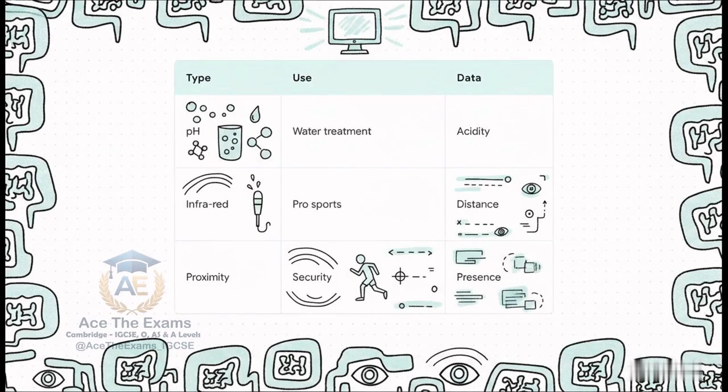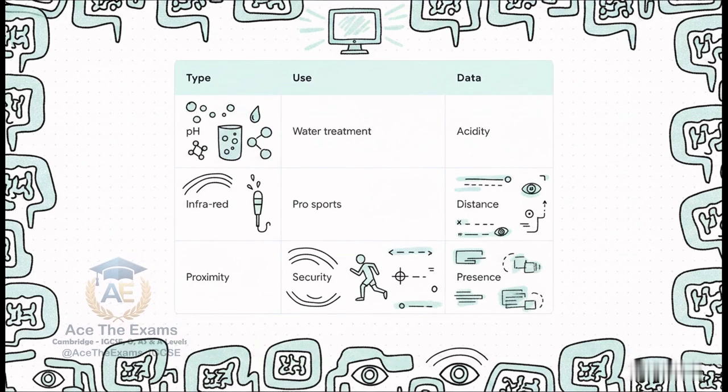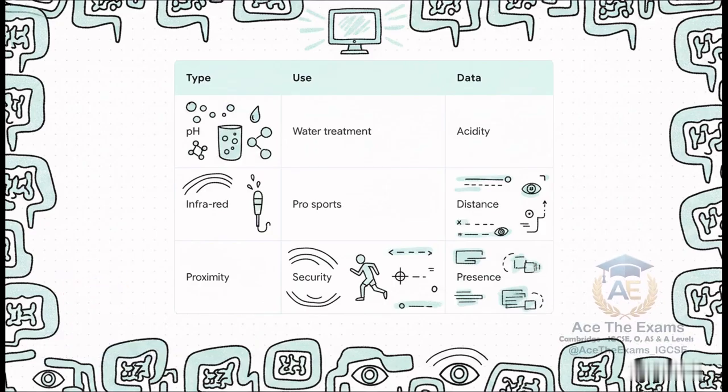Beyond just human touch, computers often need to sense the environment completely autonomously. This is where sensors come in, acting as highly specialized environmental organs. For instance, a computer can use a pH sensor to constantly monitor acidity levels in a massive water treatment plant. Or it can use an infrared sensor to measure precise distance and speed at a professional sporting event.